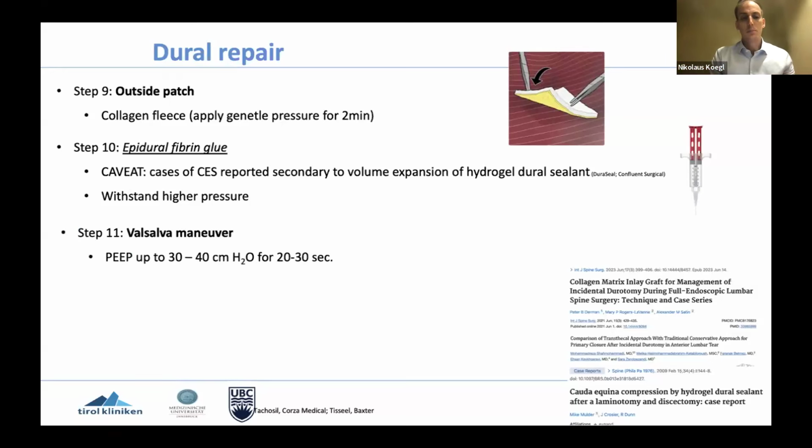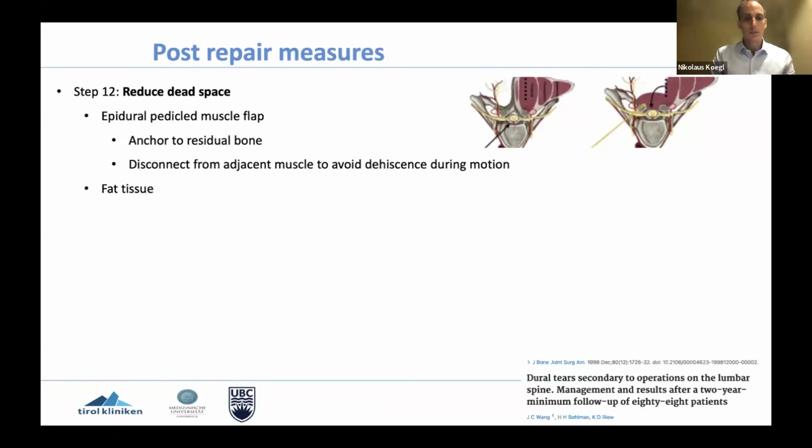A Valsalva maneuver has been mentioned. We usually do it if there's no concern, if you're confident, or if you're critical. Now, if you see CSF coming out, there's no point in doing a Valsalva maneuver and worsening your whole situation. As I mentioned before, you use the stuff you have.